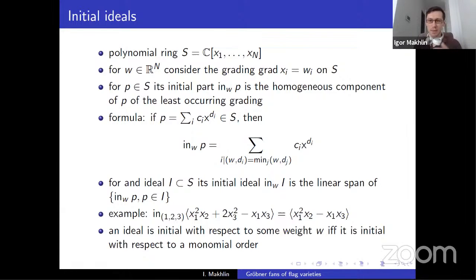So why I need this is to define initial ideals. So the nice fact about this definition is that if we have any ideal in our polynomial ring, we can do the following. We can take all of its elements, we can take all of their initial parts, and we can take the subspace spanned by these initial parts. And it is easy to check that this subspace will actually be an ideal itself. So, and this is known as the initial ideal of I with respect to the weight W.